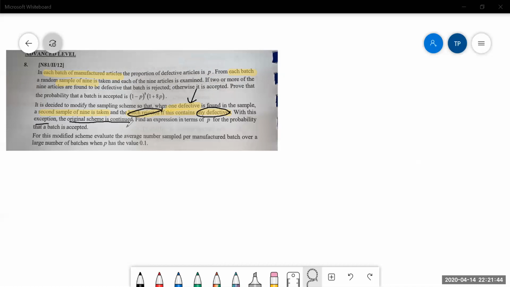So with this exception, the original scheme is continued. What does it mean by original scheme is continued? With this exception, do you understand? I think the original is like the top paragraph. Yeah. Of course. I don't understand why he said that with this exception, 2 or more of the 9 articles are found to be defective, then the batch is.